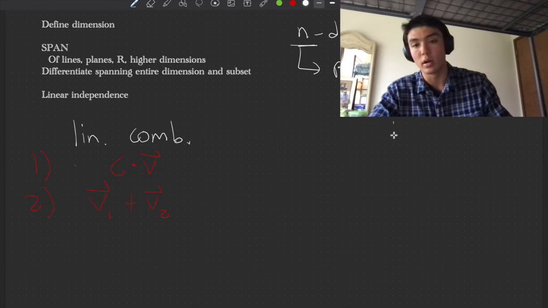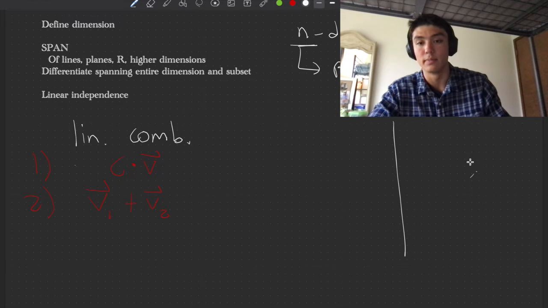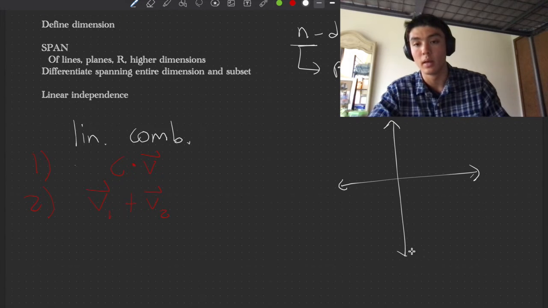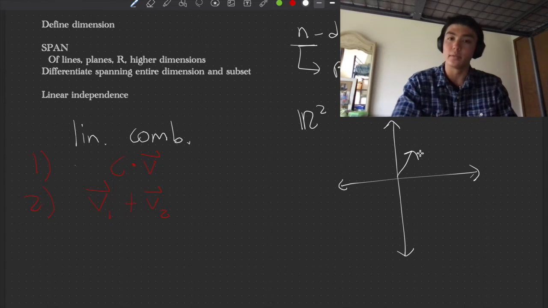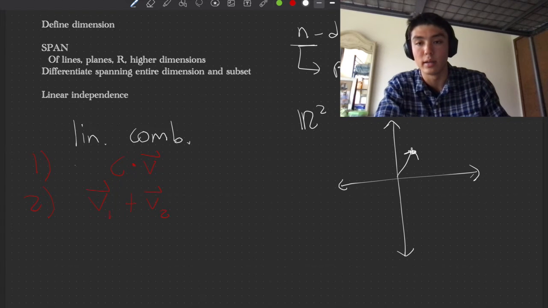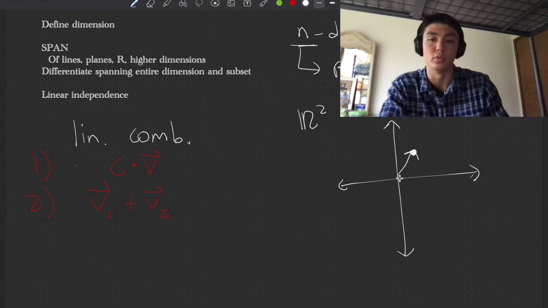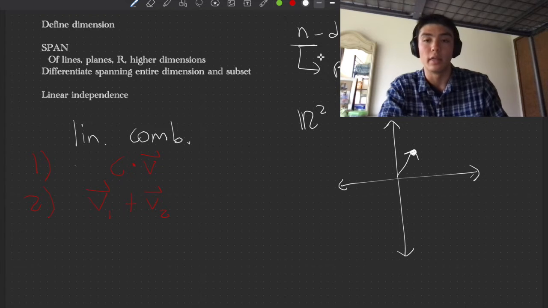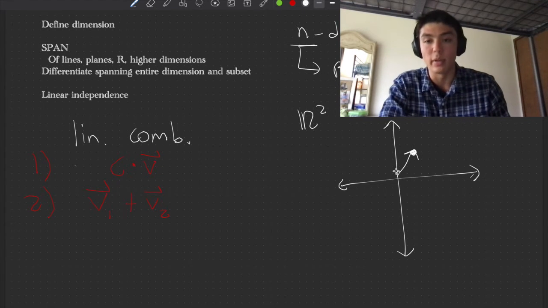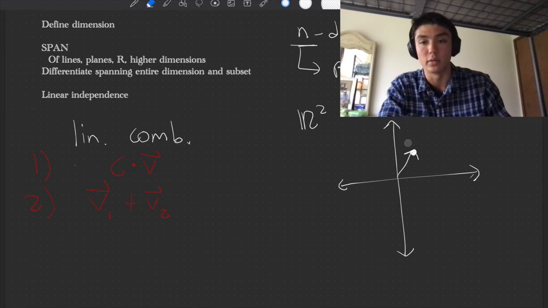So let's draw a quick two-dimensional plane. This is R2. And let's pick a random vector. Let's just say it's 1, 1. Sometimes when I'm drawing vectors, I'm just going to draw the point at the end of the vector, and we're just going to assume that they start from the origin. That way I can draw a bunch of vectors on here and it won't get too messy. Just remember that they all start from the origin. So I'm going to start doing that right now. We have our 1, 1.